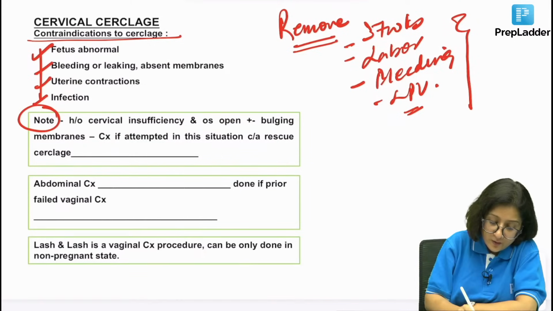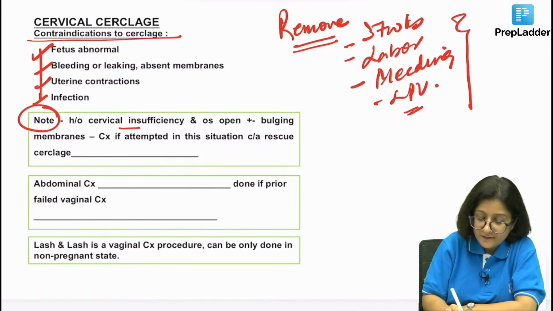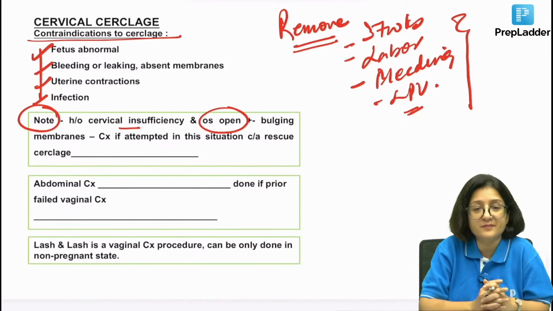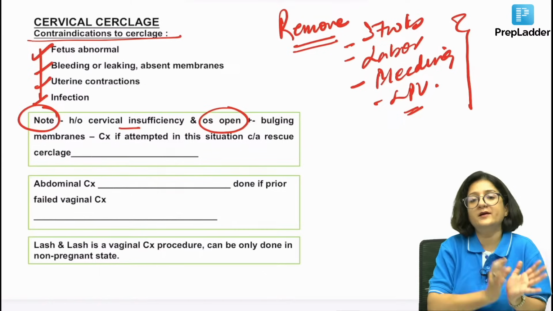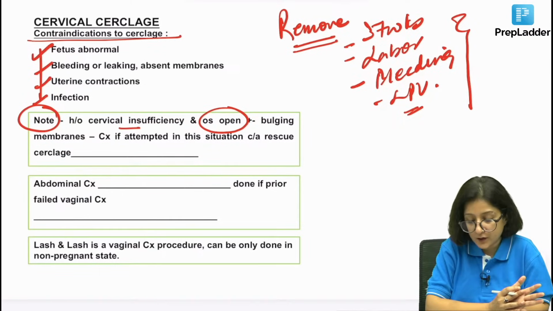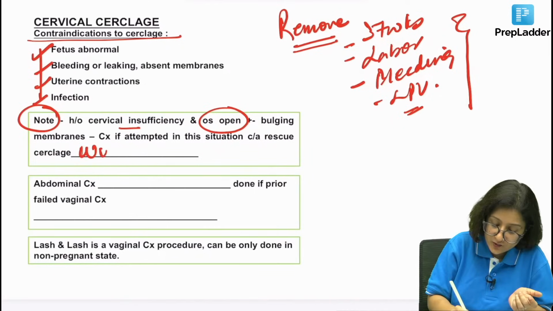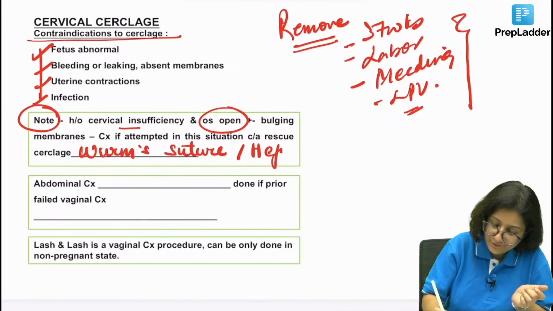Now, also make a note that when there is a history of cervical insufficiency and the os is already open and a bulging bag of membranes is seen, at that point in time, McDonald cerclage is technically difficult to do, and in that situation, we sometimes do a rescue cerclage, and that is called as Wurm's suture. Wurm's suture or Hefner's cerclage.